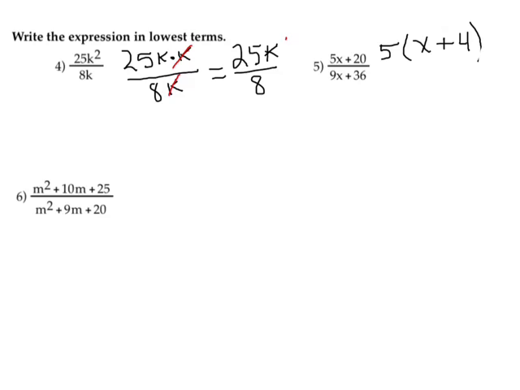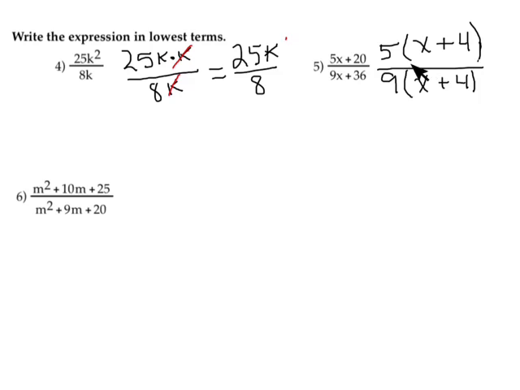Now let's look at the denominator. I've got 9x plus 36. 9 goes into 9 one time, and 9 goes into 36 4 times. So I'm going to factor out a 9 here, my GCF. 9 times what gives me 9x? Simply x by itself. And 9 times what gives me 36? 4. So x plus 4. There are my factors. I factored out the GCF.